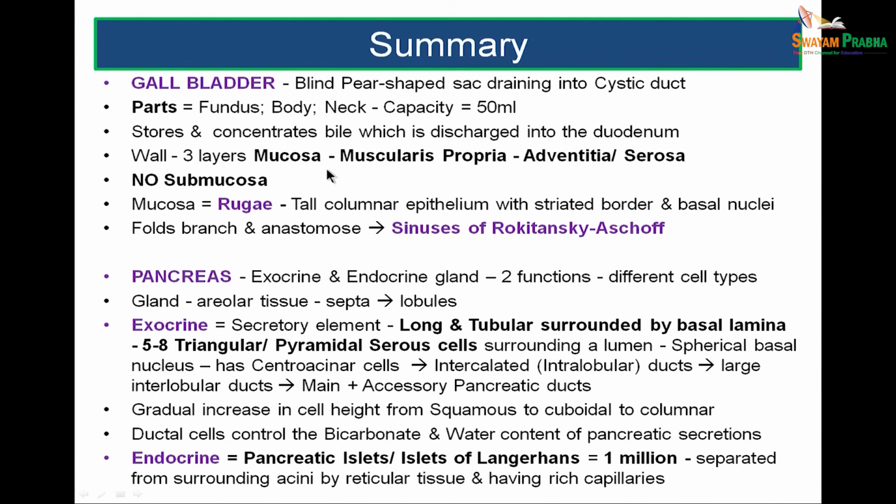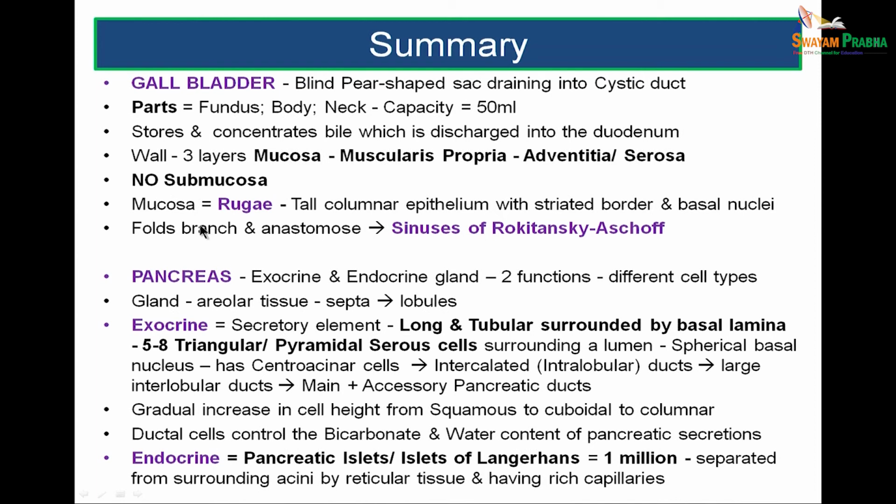To summarize, the gallbladder, we said it's a pear-shaped sac draining into a cystic duct having the fundus, body, neck and a capacity of 50 ml. It stores and concentrates bile which is discharged into the duodenum, and the wall has 3 layers. Remember, no submucosa, just mucosa, muscularis propria, adventitia or serosa.